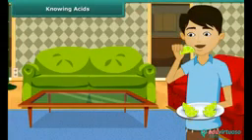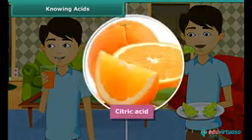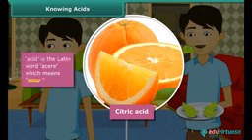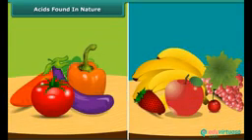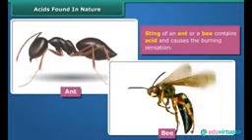Many of us like sour taste of food. You must have noticed that sometimes juices we sip are sour in taste. Generally, sour-tasting substances contain acids. Some fruits contain citric acid, which is sour in taste. The origin of the word acid is the Latin word acer, which means sour. Acid is found in natural substances like fruits and vegetables. Have you heard that sting of an ant or a bee contains acid and causes the burning sensation?